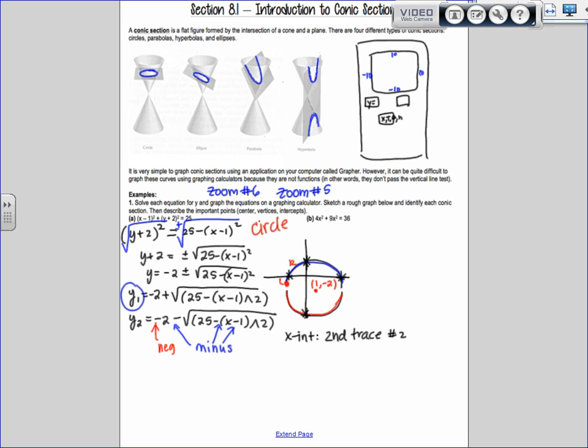Hit enter. Livy, you want to be looking at someone's calculator. So get to a place where you can see someone. Maybe come over here with Kelsey.